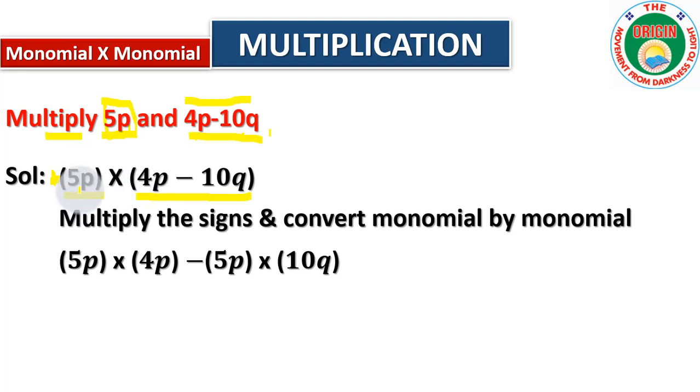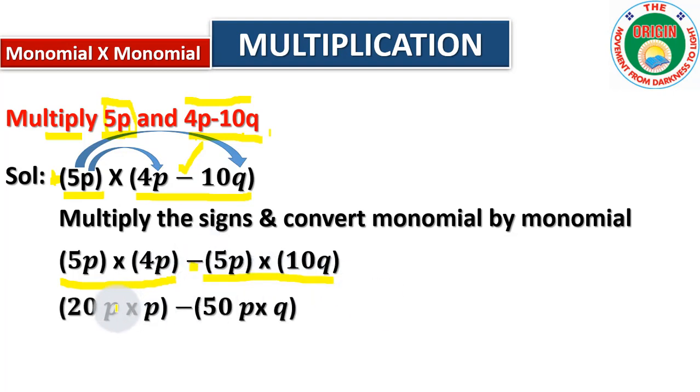Let us check how I multiplied 5p into 4p. This monomial is multiplied by the first term of the binomial, 5p into 4p, this term. Next, the same monomial 5p is multiplied by the second term. This is plus into minus, so here you need to multiply the sign. Plus is there for 5p, plus into minus is minus. 5p into 10q, directly written in this step.